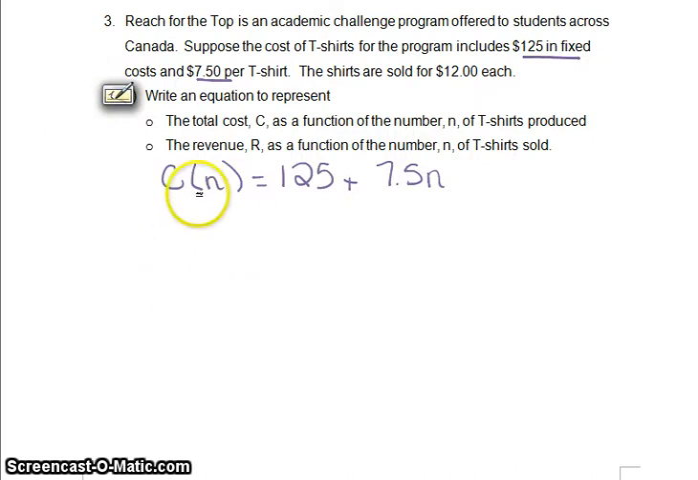And then our revenue. We're dealing with our variable of N again. Your revenue is equal to the number of t-shirts sold, and what we know is that they're sold for $12 each, so it'd be 12N.